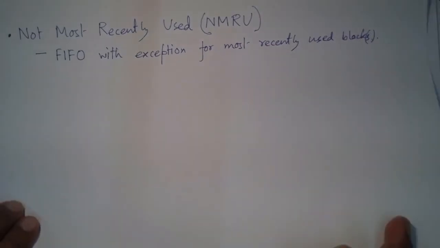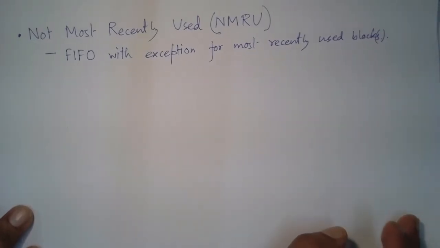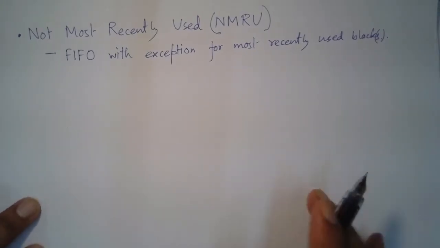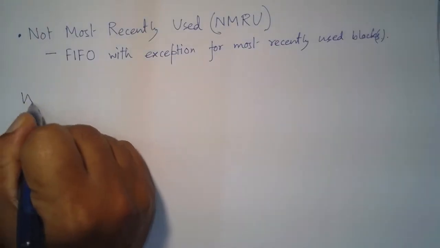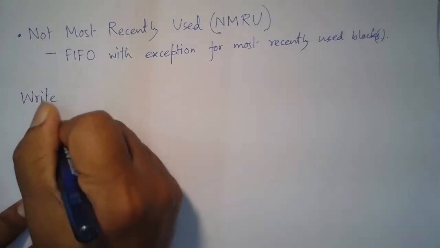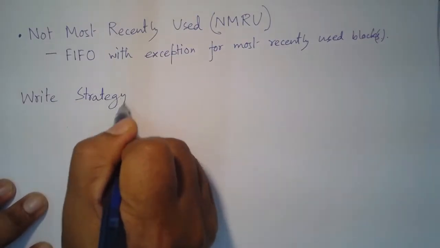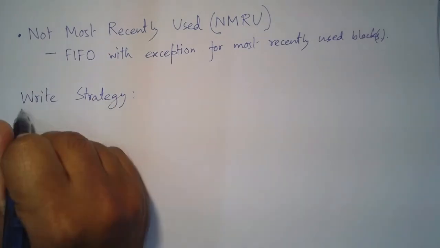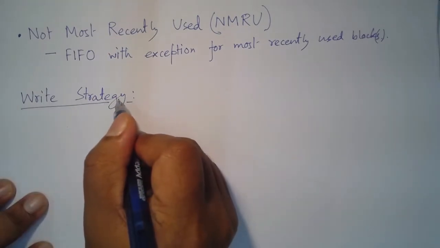Okay. So now we move to the final thing in the classification, which is the write strategy. So how do we write our cache? So how are writes handled?